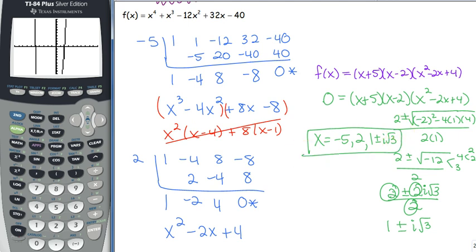So we do have 4 solutions. We have 2 real solutions, which can be seen on our graph as x-intercepts, and we have 2 imaginary solutions. Remember, imaginary solutions cannot be seen on our graph. So we have our total of 4, 2 real, 2 imaginary.